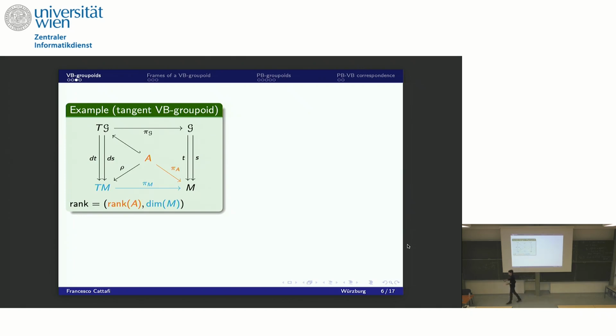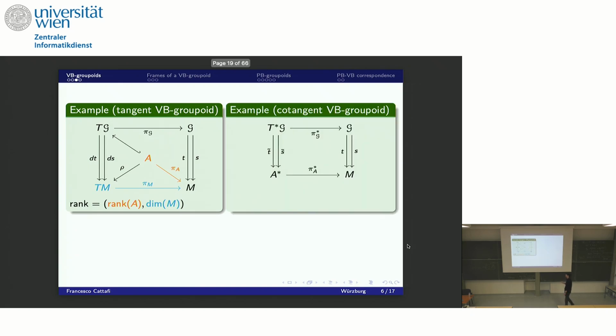For those that don't know it, in the same way that any Lie group induces a Lie algebra, any Lie groupoid induces a Lie algebroid, which is defined precisely in this way. And what was before the core anchor is precisely just the standard anchor that any Lie algebroid has. This is the tangent VB-groupoid, and another nice example is given by the cotangent VB-groupoid, which is defined in a similar way, but not exactly the same.